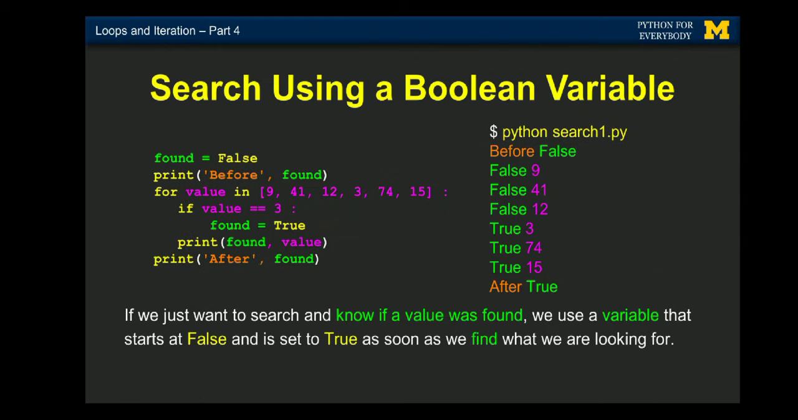Search using a Boolean variable. If we just want to search and know if a value was found, we use a variable that starts at false and then is set to true as soon as we find the number we are looking for. If not, then it's going to give the output of false as well.